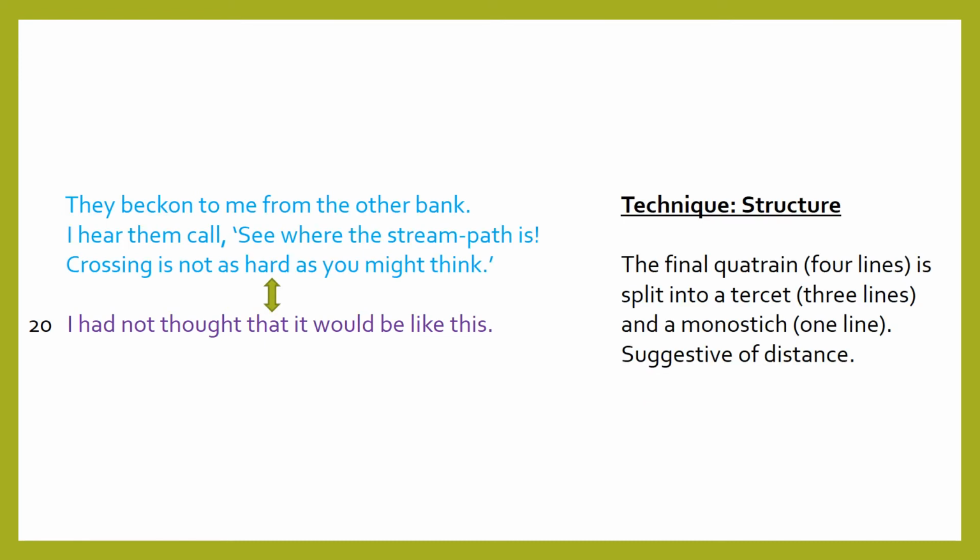Finally, we're going to look at structure. The final quatrain, which is the four-line stanza, is split into a tercet, which is a three-line stanza, and a monostich, which is a one-line stanza. That gap is suggestive of distance.